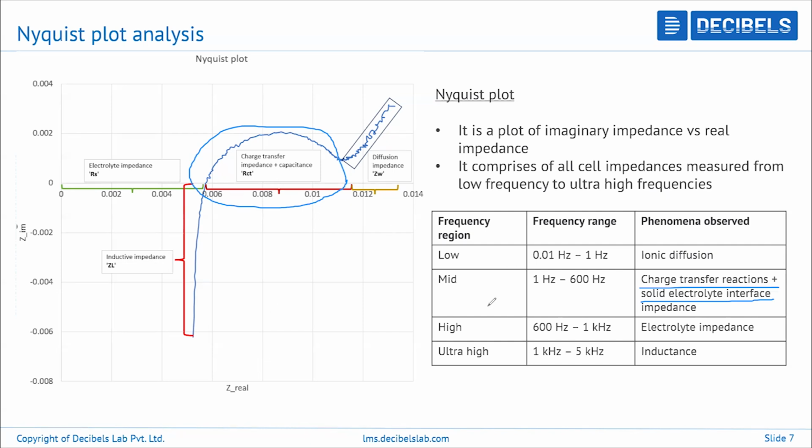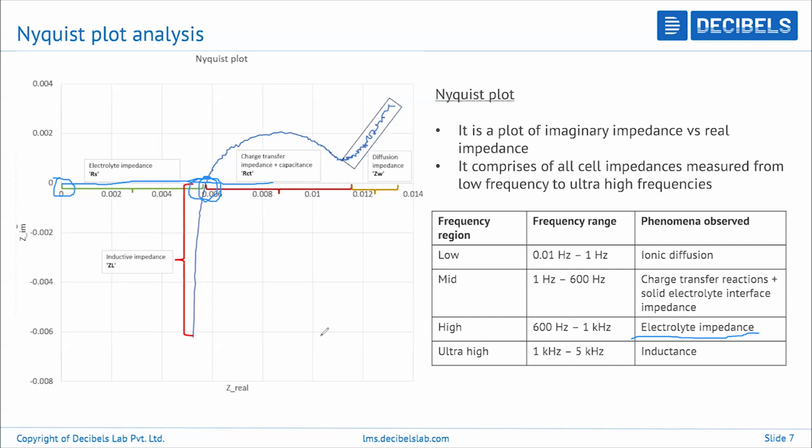Then at high frequency, so that is above 600 hertz, nearing the value of 1 kilohertz, we get to the point where the electrolyte starts to provide impedance, and that is observed at this point. So the point where the semicircle intersects with the zero line, where the zero line and the Nyquist plot intersect, that point is known as the electrolyte impedance. Or rather, you can say the distance between this point and this point is known as the electrolyte impedance. That is the impedance provided by the electrolyte within the cell.